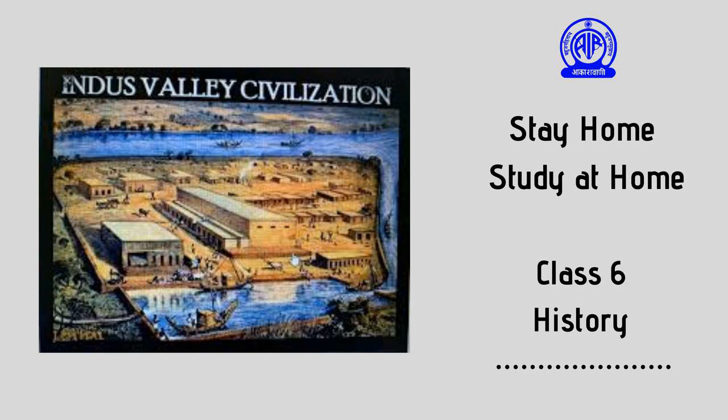What are raw materials? Suppose I need to open a biscuit factory. What are the raw materials? Raw materials means I need wheat flour, maida, sugar, ghee, oil, machine. So these are raw materials for a biscuit factory. Same way, the Harappan civilization people also needed raw materials. So what were their raw materials?